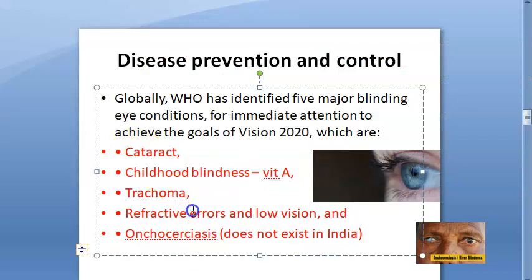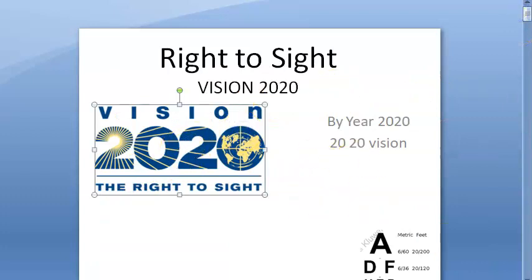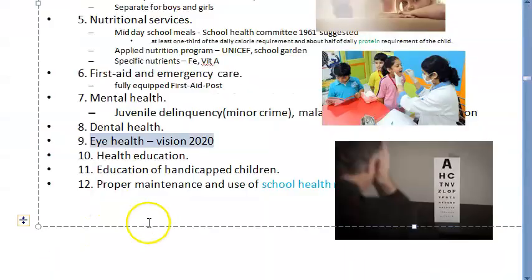So basically in Vision 2020, there are a few diseases under it: the cataract, childhood blindness. Childhood blindness is important, and in Vision 2020, that is, right to sight, they have targeted this childhood blindness, which can be because of many reasons, right? Vitamin A deficiency or refractive errors, right?